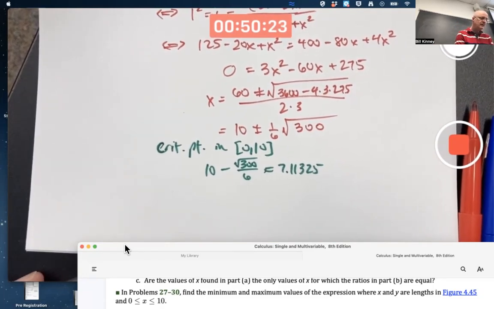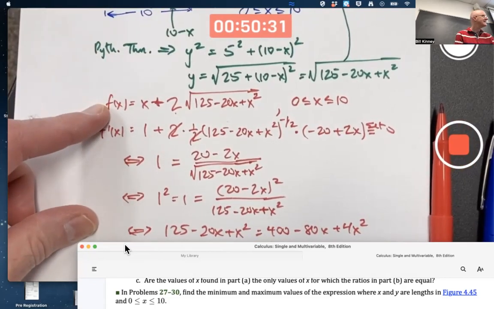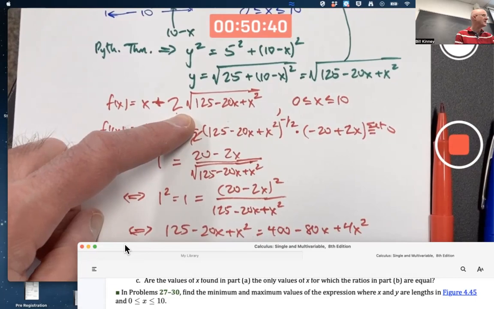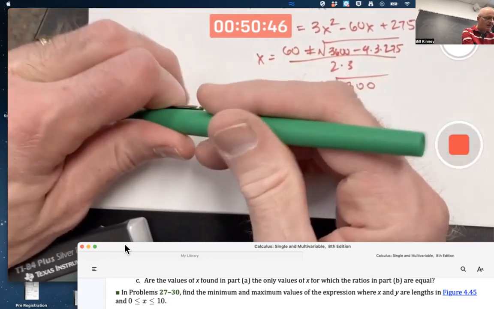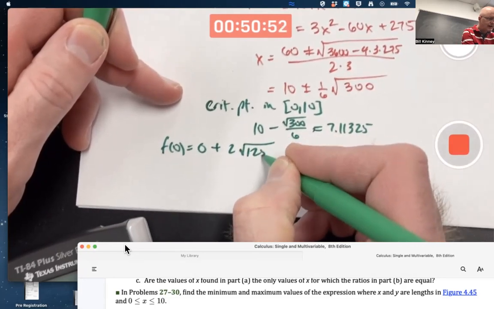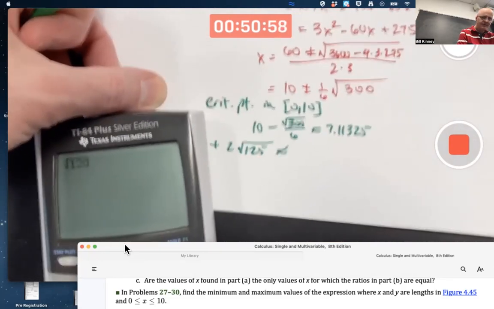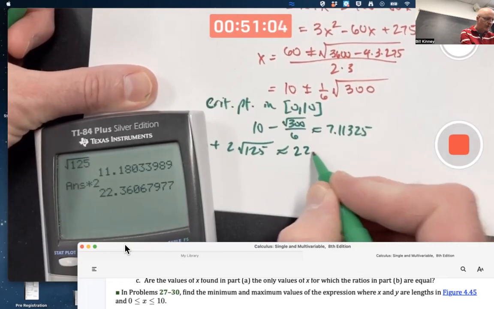We'd want to plug that number as well as the endpoints back into the function. What function? That one. Sorry. It is what it is. Okay, plugging in 0 is not too bad. F of 0 would be 0 plus 2 times the square root of 125. Square root of 125 times 2, that's about 22.36.